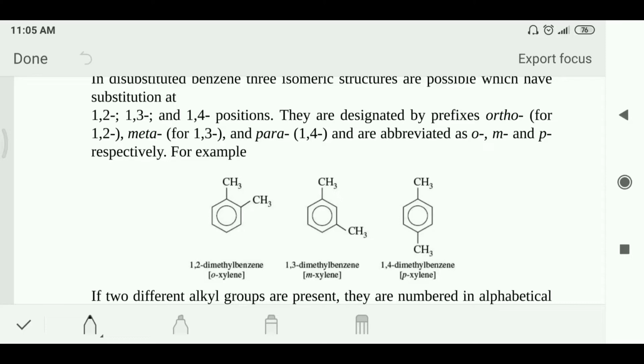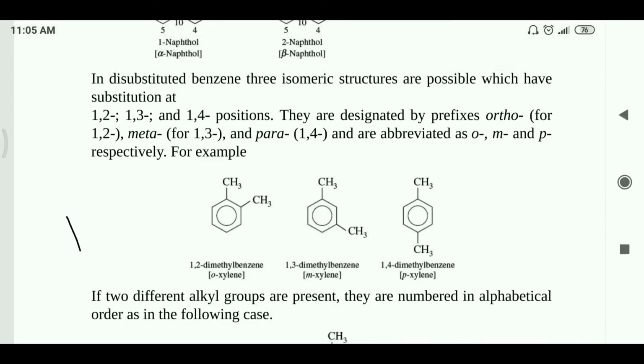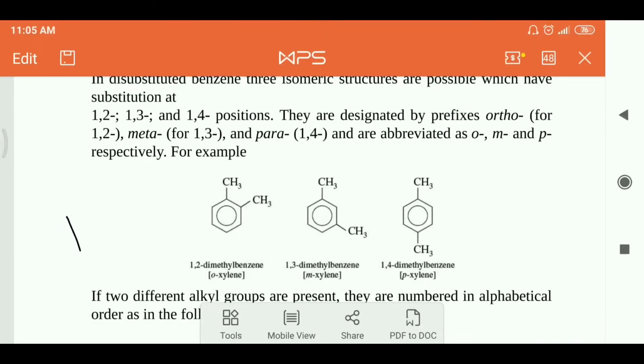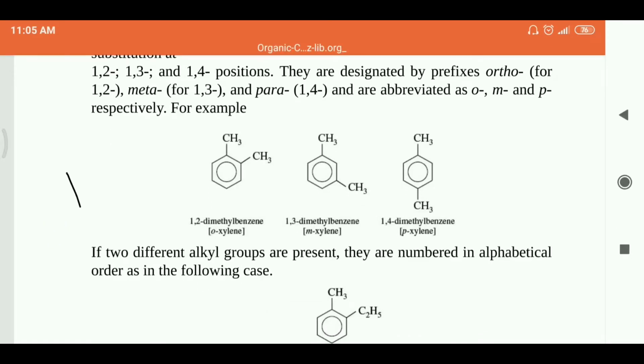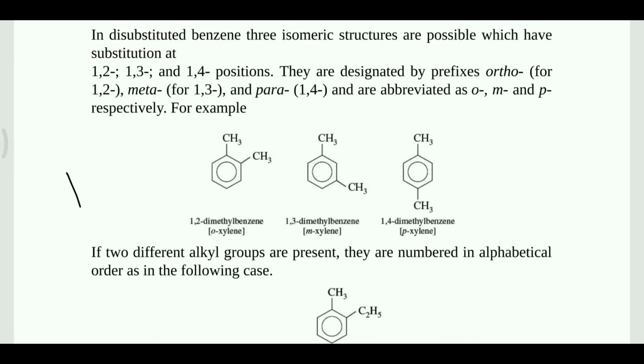Whenever we attach groups at the 1,3 position, that is called meta. And whenever we attach groups at the 1,4 position, it's called para. Right? So see the example. The first one is 1,2-dimethylbenzene, the second one is 1,3-dimethylbenzene, and the last one is 1,4-dimethylbenzene. Here there are two similar groups. What happens when there are two different groups?